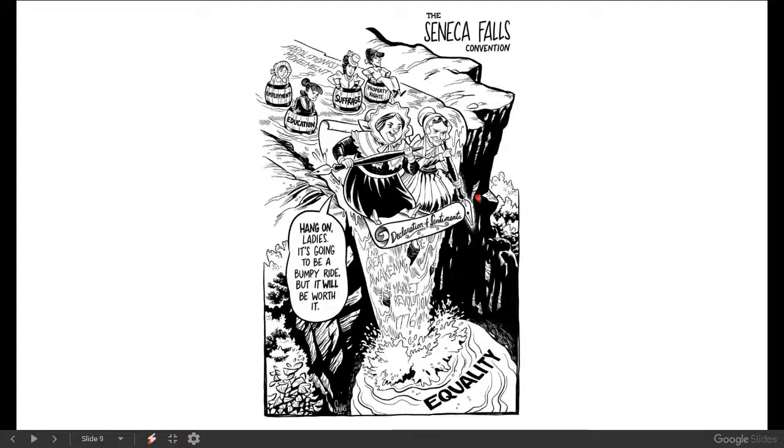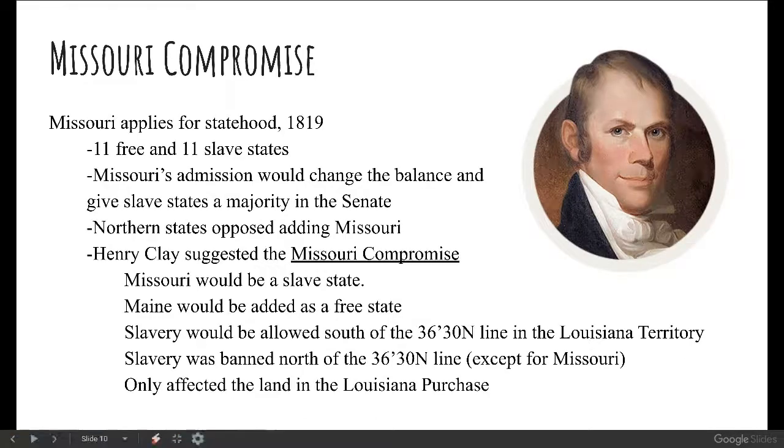And we see some of the successes of this movement towards equality. We see some employment, education, suffrage, which is women's right to vote, and property rights, which we just talked about as some major successes for the women's movement. And Elizabeth Cady Stanton is saying, hang on, ladies, it's going to be a bumpy ride, but it will be worth it. A long, bumpy ride for American women, like I said, going all the way into the 60s and 70s and today.